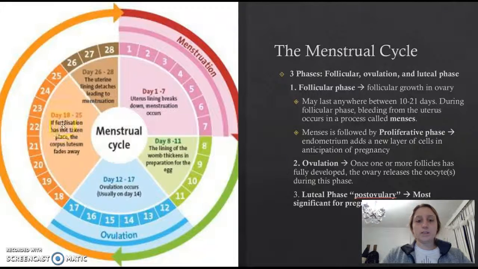The next phase, which you can see down here in the blue, occurs around day 12 to day 17 of the menstrual cycle, and is ovulation. This is where one or more of the follicles has fully developed and the ovary releases the oocyte. Typically, again, it's between day 12 and 17 and leads into the luteal phase, which you can see here in orange. The luteal phase is known as being post-ovulatory, and it is one of the most significant phases for pregnancy because this is what leads up to implantation.